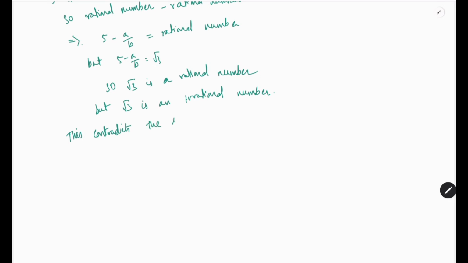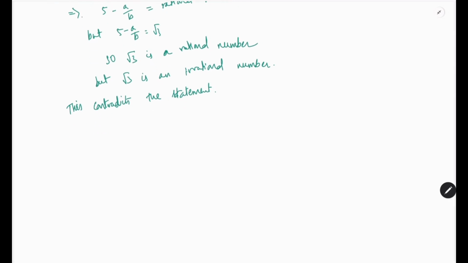This contradiction has arisen because of our wrong assumption. Therefore, our assumption that 5 minus root 3 is rational is wrong. Therefore, 5 minus root 3 is irrational.